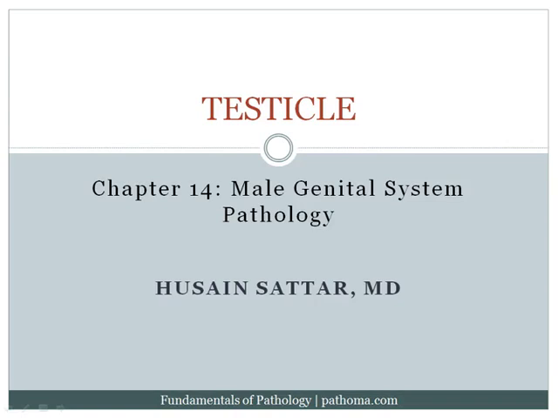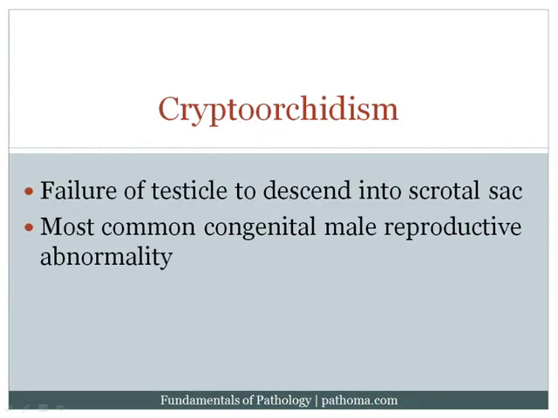The next section involves the testicle, and the first disorder is called cryptorchidism. This is failure of the testicle to descend into the scrotal sac. Let's remind ourselves embryologically that the testicle normally develops in the abdomen, and then it descends into the scrotal sac as the fetus grows. If it fails to descend, that's called cryptorchidism. This is the most common congenital male reproductive abnormality. It's seen in about 1% of male infants.